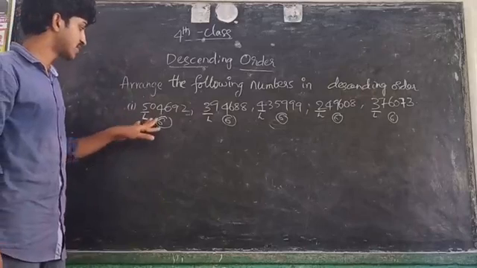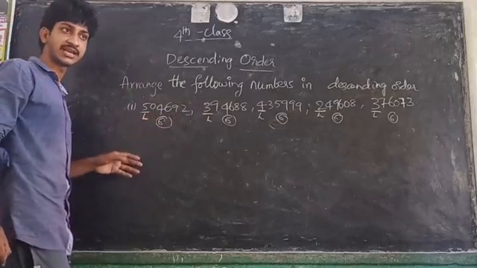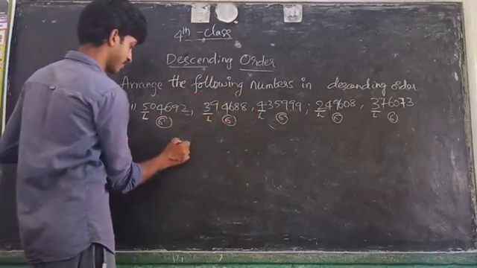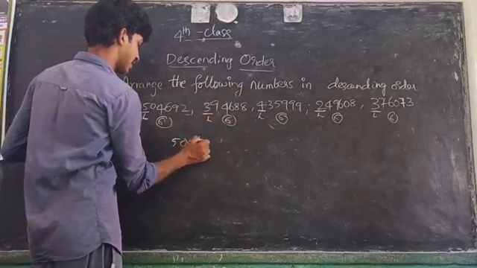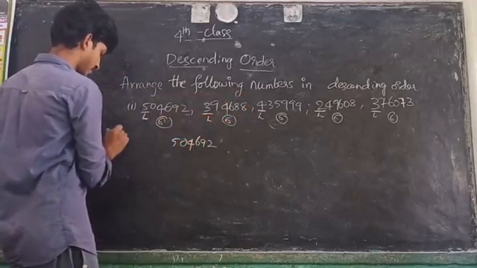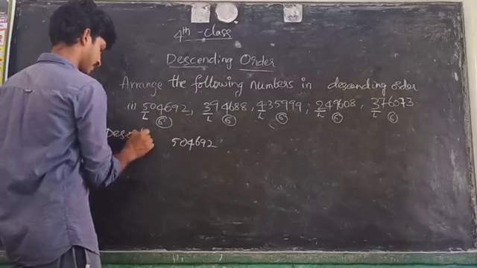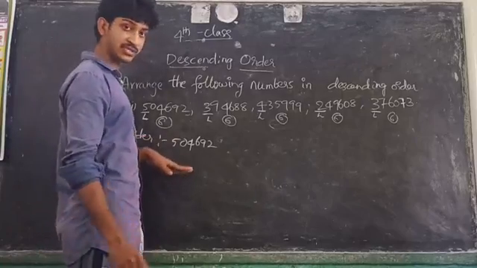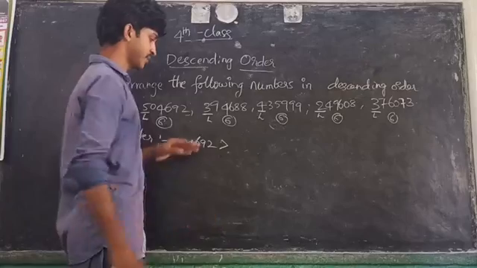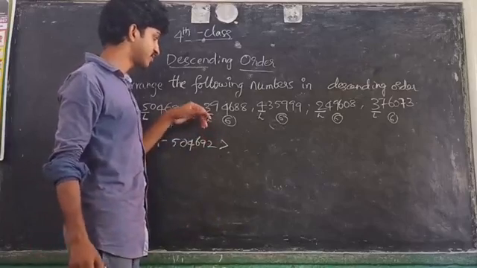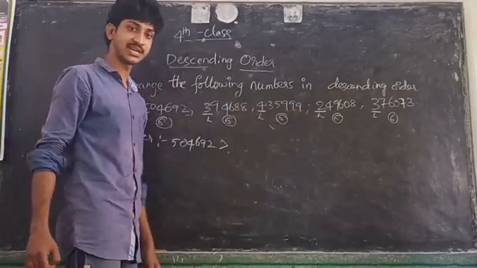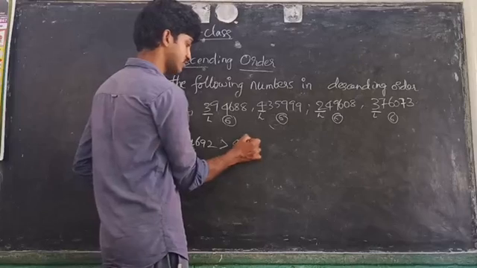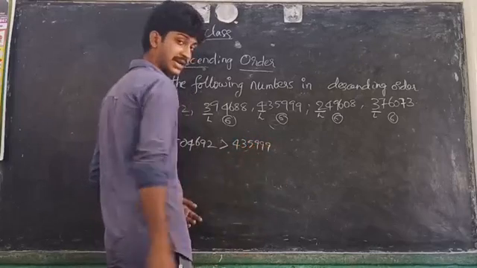So 5,04,692 is the greatest among the five numbers. This is the descending order. Children, 5,04,692 is the greatest number. Then the next greatest number is among 3, 4, 2, 3. Which number is the greatest? 4 is the greatest number. So 4,35,999 is the next greatest number.